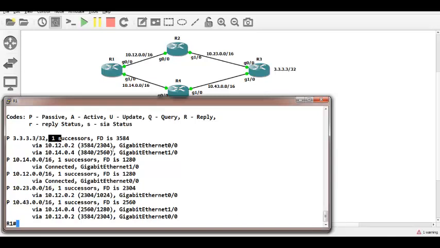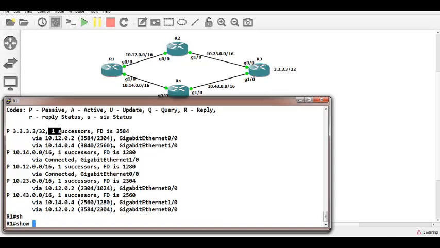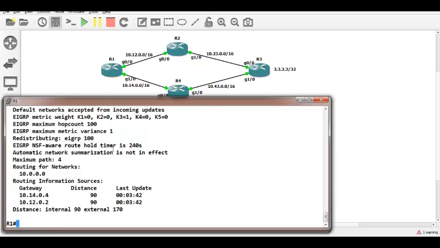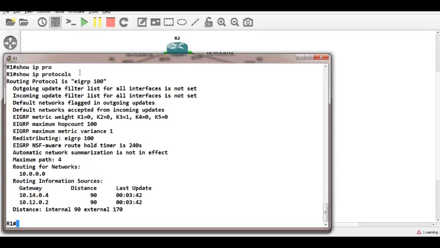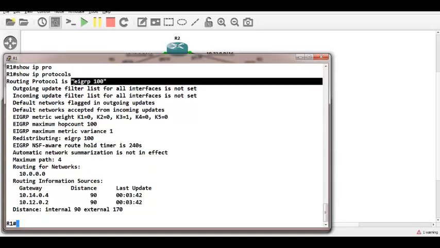So, let us go and change the variance. Right now, you see the default, show IP protocol. The default variance is 1. Simple command, no? Show IP protocol. It shows all the routing protocols. It shows EIGRP is the only protocol that we run right now. And the variance is 1.